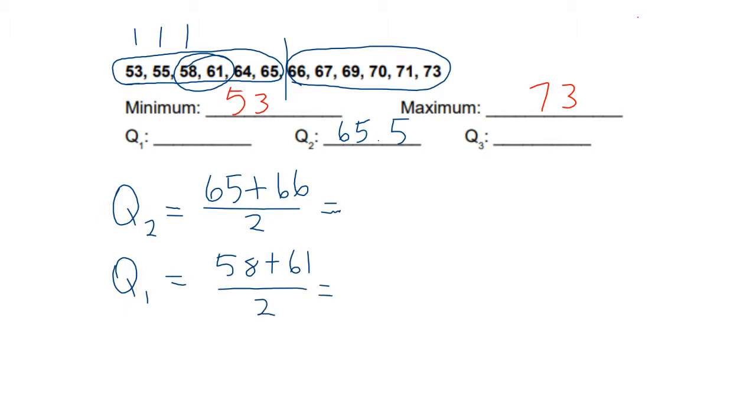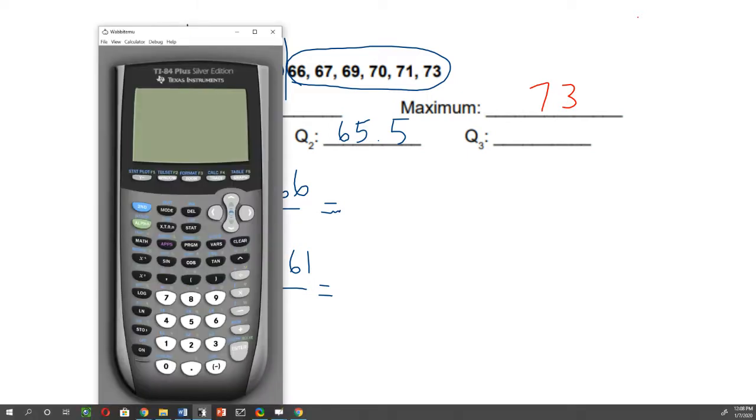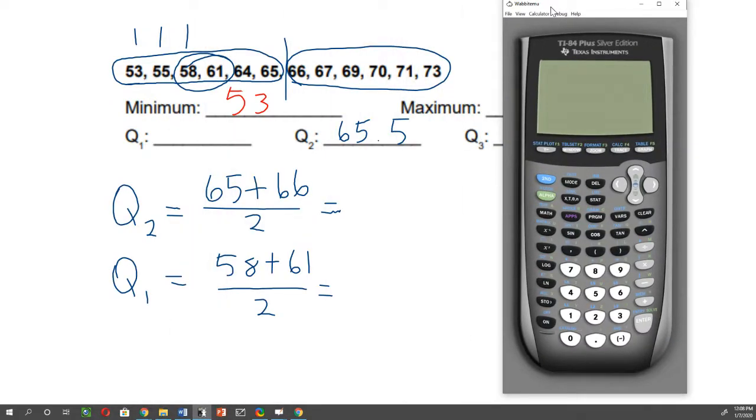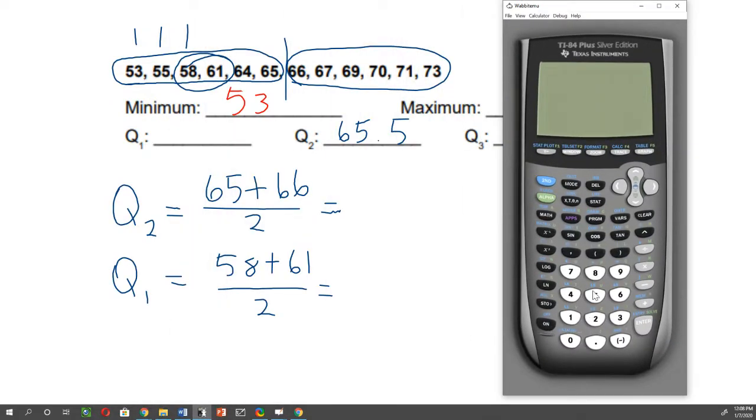And if you're not sure, please don't miss this because you're not adding and subtracting right. Pull out your calculator and find this value. It's going to be 58 plus 61 divided by 2. That means my lower quartile, my Q1 value for this set, will be 59.5.